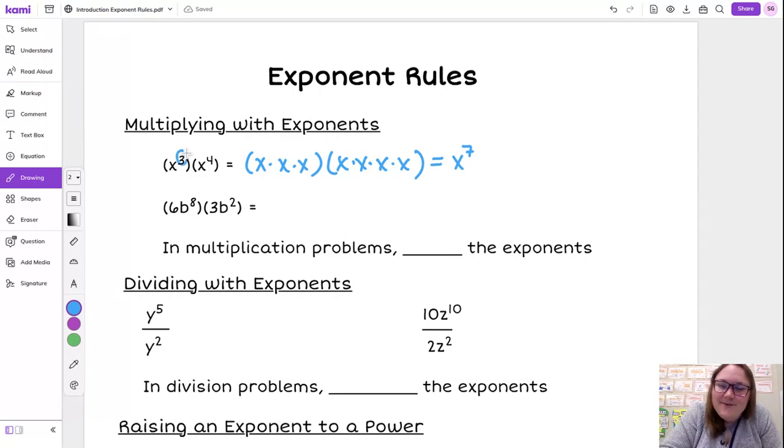Now, we could every single time write out x, x, x, x, x, x, x, or we can notice what we're doing with those exponents. I have a 3 and a 4, and my final answer is a 7. It means in multiplication problems, we just need to add the exponents.